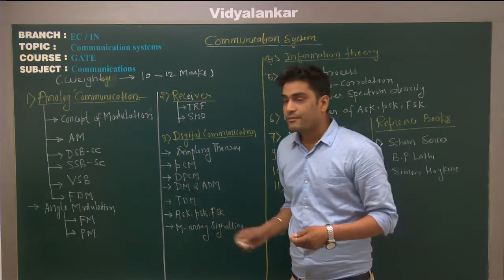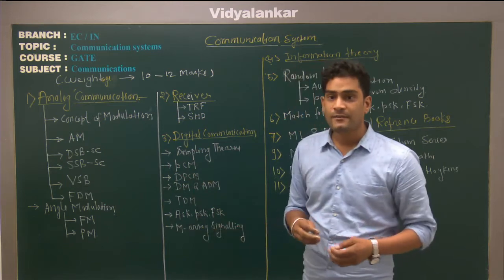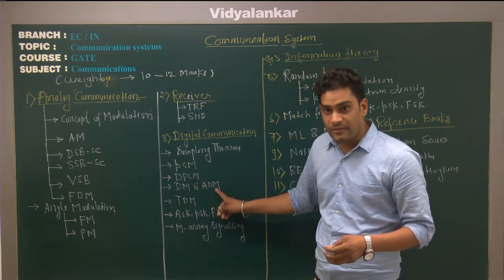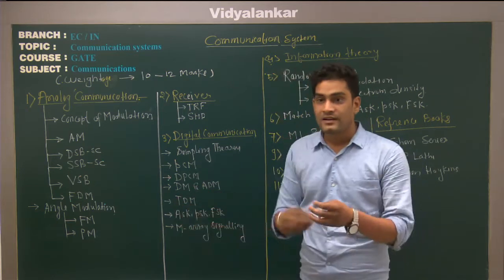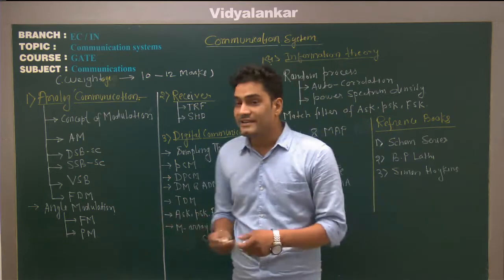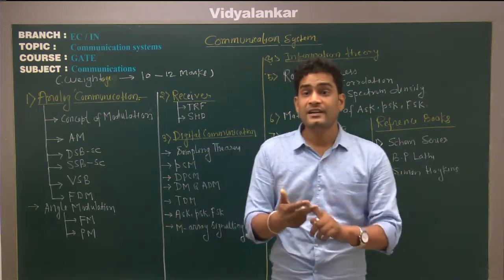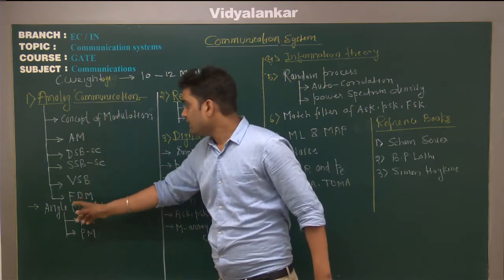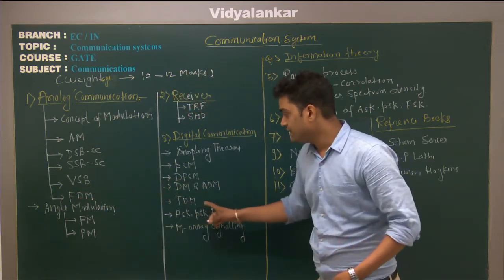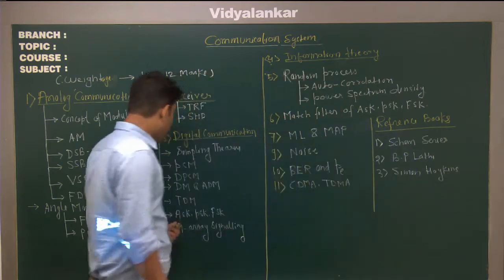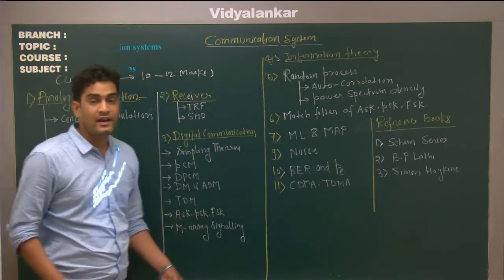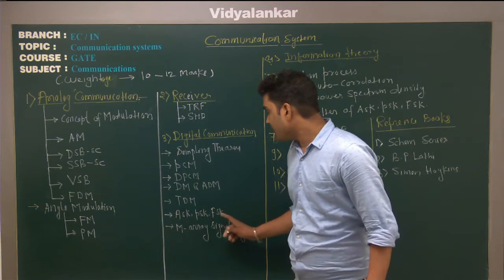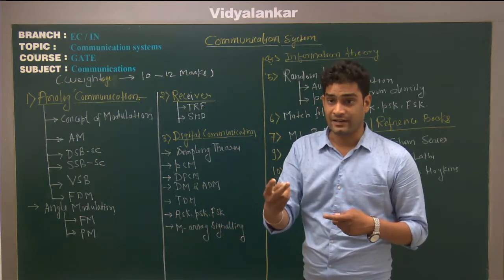After that, PCM, pulse code modulation, DPCM, differential pulse code modulation, DM, delta modulation, ADM, adaptive delta modulation, and TDM, time division multiplexing. Multiplexing can be of two types: FDM and TDM, frequency division and time division. We study FDM in analog communication, and in digital communication we study TDM. Now after that, we have to study ASK, PSK, and FSK: amplitude shift keying, phase shift keying, and frequency shift keying. And these ASK, PSK, FSK are known as binary signaling.